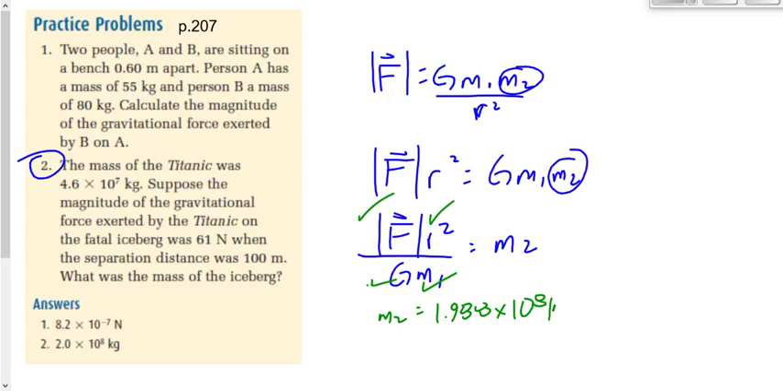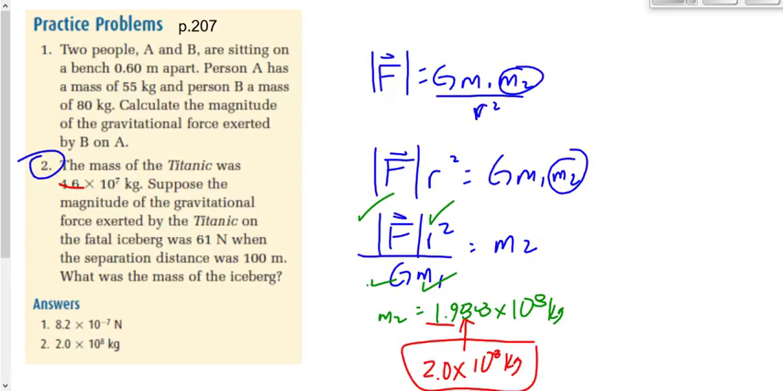Look at that. We got to express this in 2 digits, right? 2 digits. Look at the third digit. This is a good one. Third digit is 8. What do we do? Round up. But wait a second. The next one is a 9. So we got to round 19 up to 20, right? It becomes 2.0 times 10 to the 8 kilograms.